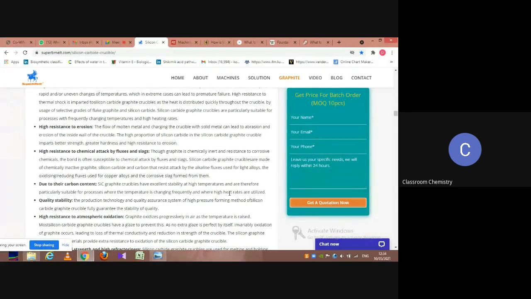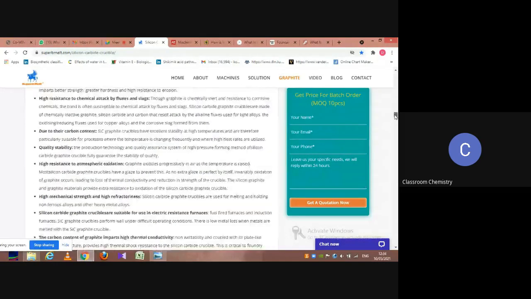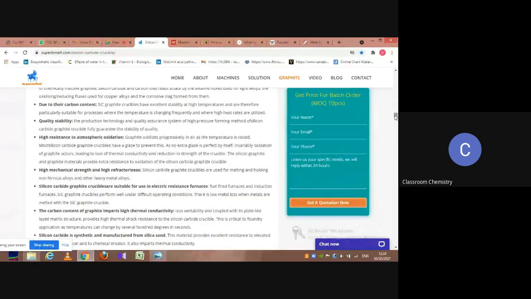Then next one is the quality stability. So whatever quality we get after the manufacturing, it remains for a long time. Okay, so we can say that this quality is sustained over a period of time. Then next is the high resistance to atmospheric oxidation. Oxidation होत नाही. Then high mechanical strength and high refractoriness.